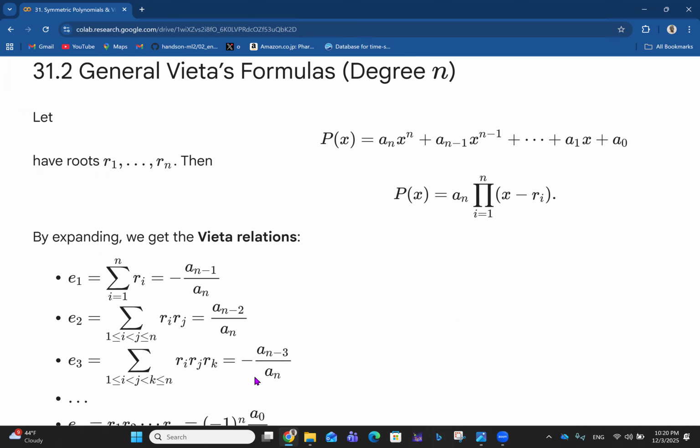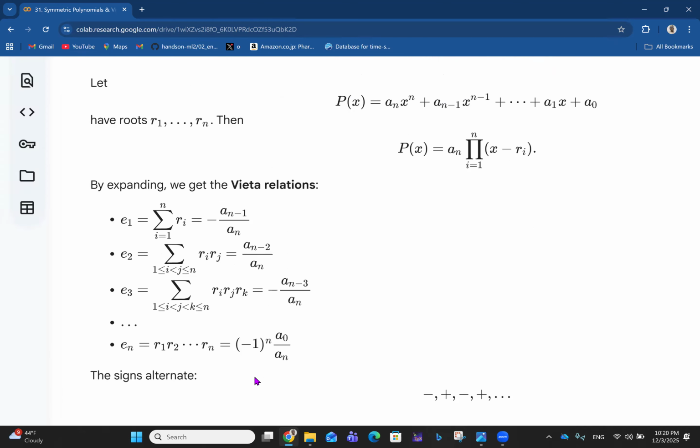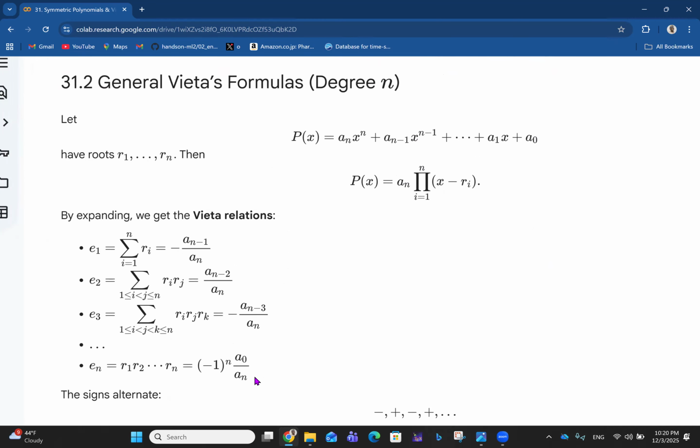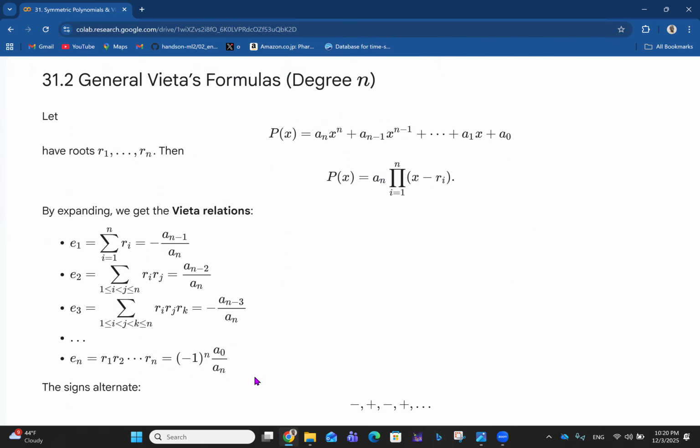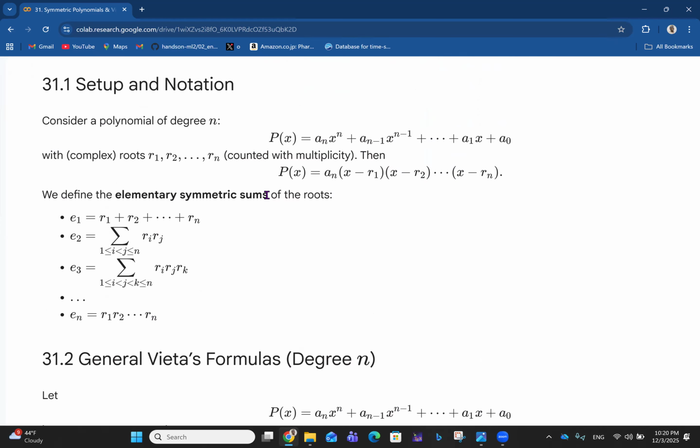Having taken care of that idea, we look at the general Vieta's formulas of degree n. We've considered it for degree 2. So let p of x be equal to this polynomial, which has roots r1 to rn. Then we say that p of x is actually the leading coefficient a_n multiplied by the product of all (x minus ri), from i equals 1 to n, and this is exactly the same statement as this.